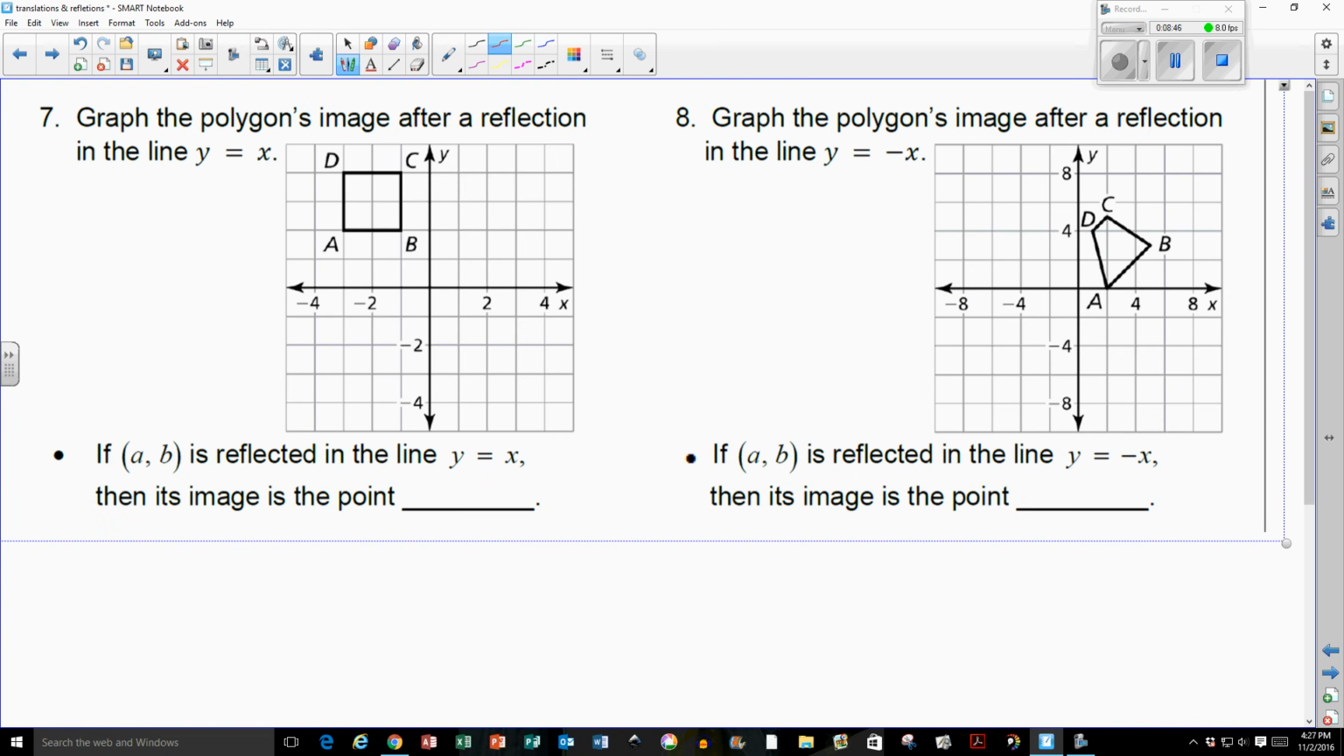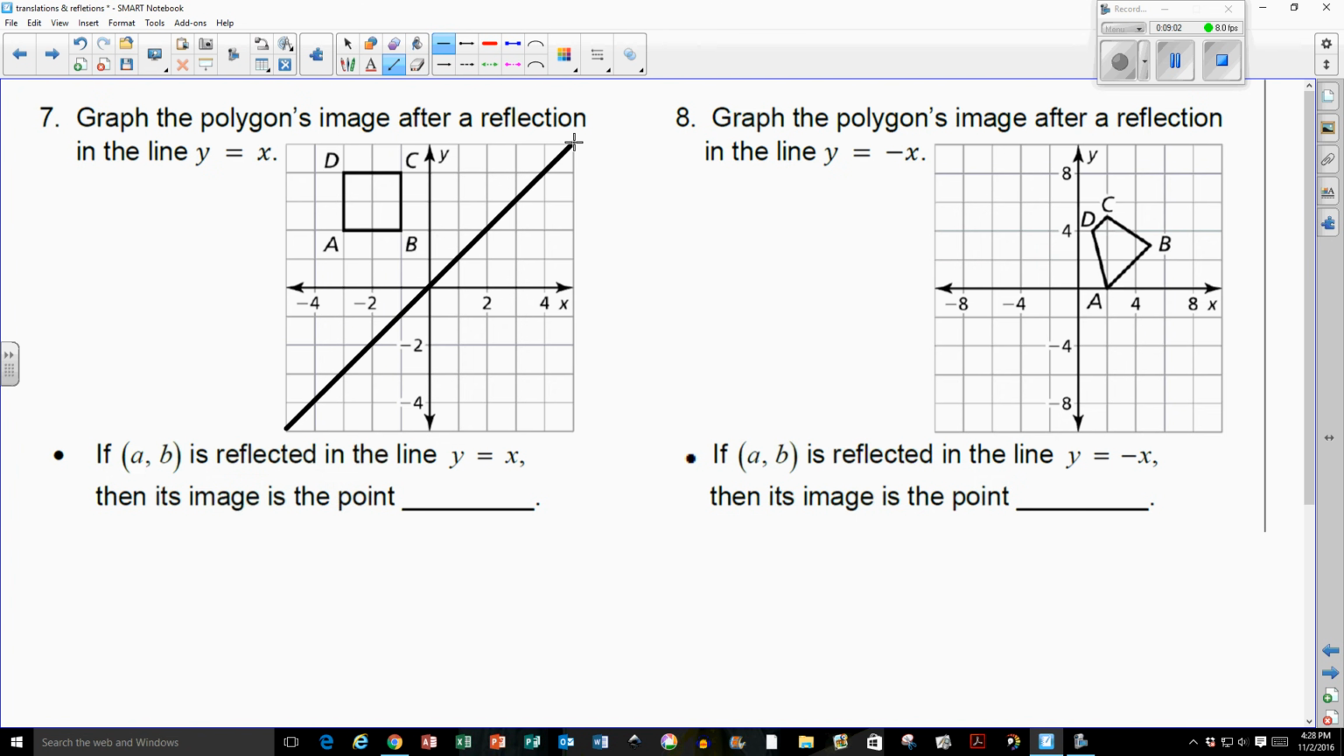But what happens when you're going to reflect over the parent function of y equals x? So I want to reflect over y equals x. So this is going to be, I'm going to reflect over this line right here. So this is my line of y equals x.